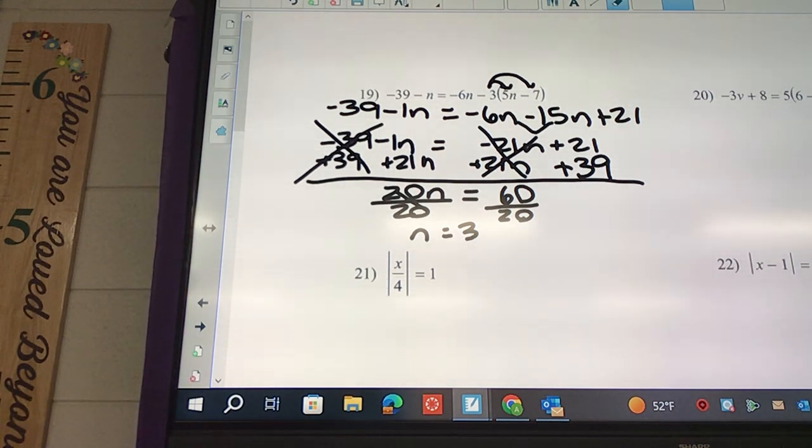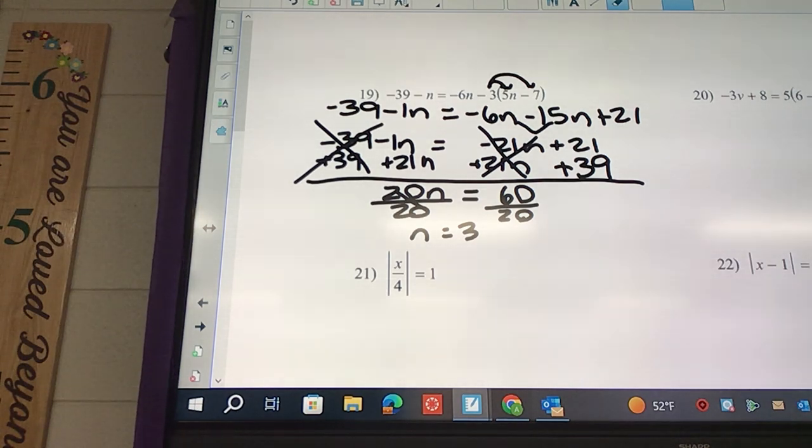Okay, 21. What are those bars called? Starts with an A. Those are absolute value bars. That's what I meant to say.